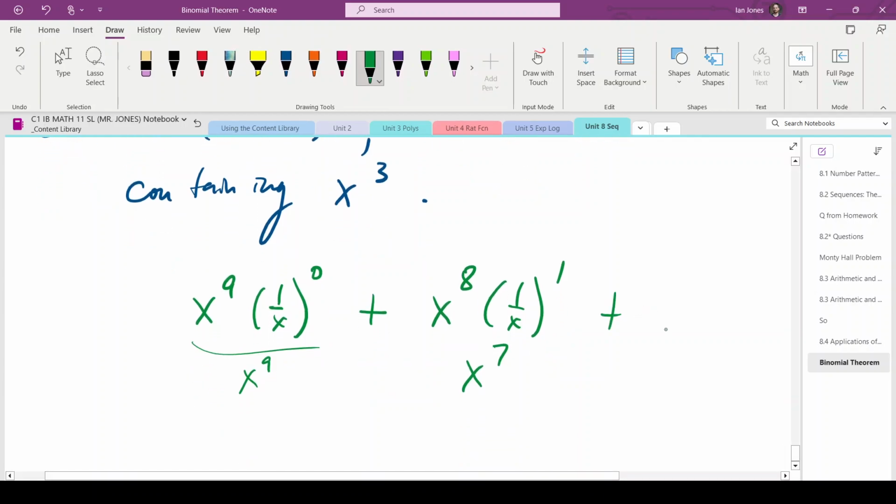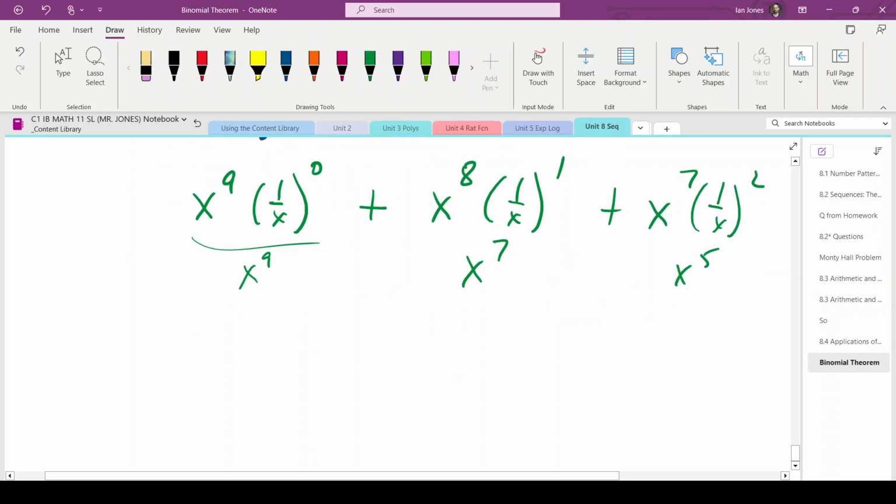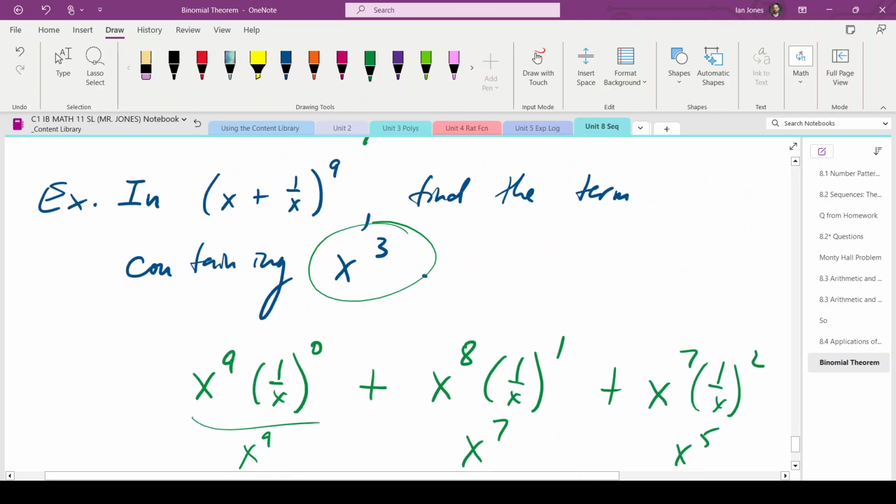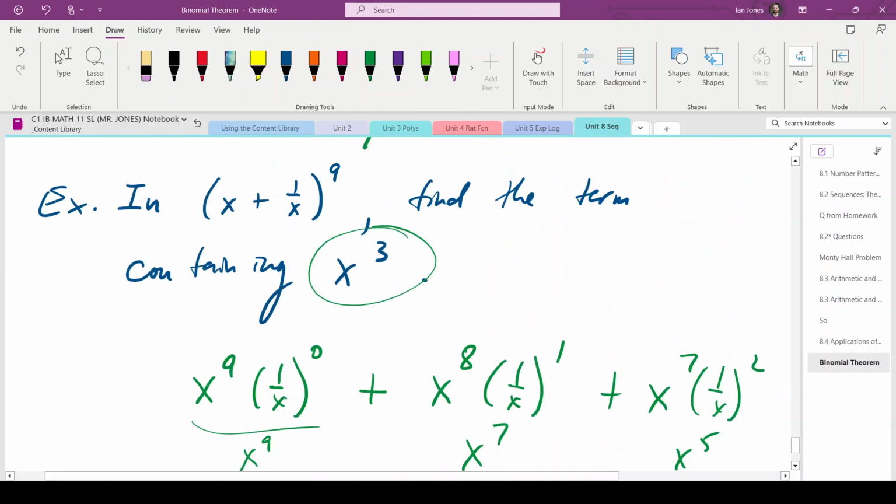I could even just do it this way. x to the 7, 1 over x squared, that's x to the 5th. So it's actually going to be the fourth term, right? x to the 6, 1 over x cubed, that's going to be x cubed. So that's actually the term we're looking for, okay? The fourth term.